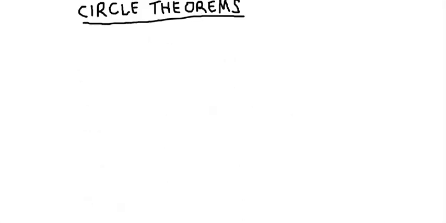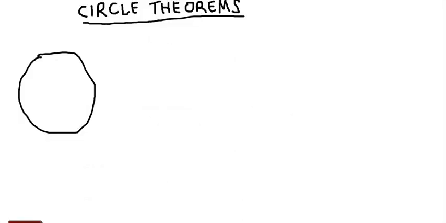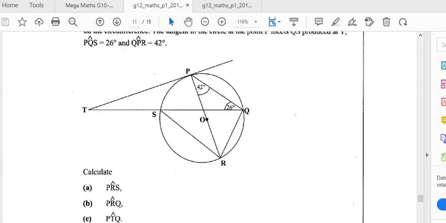Now, if we sketch this question here, we have these 4 points P, Q, R, and S, which are on the circumference of the circle.